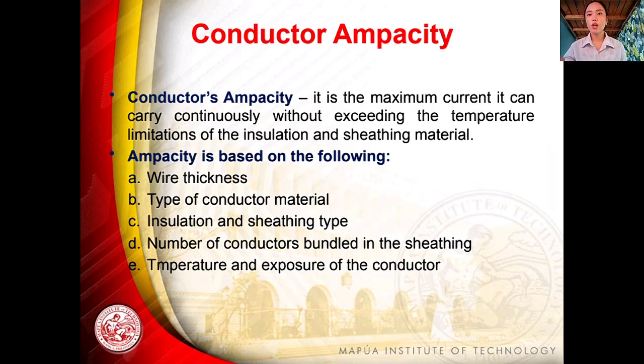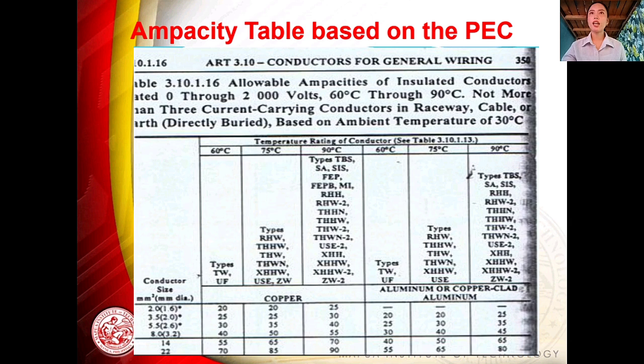So next is conductor ampacity. A conductor's ampacity is the maximum current it can carry continuously without exceeding the temperature limitations of the insulation and sheeting material. Ampacity is based on the following: wire thickness, type of conductor material, insulation and sheeting type, number of conductors bundled in the sheeting, temperature and exposure of the conductor. So here's the ampacity table based on the PEC. You can pause the video and screenshot the screen.